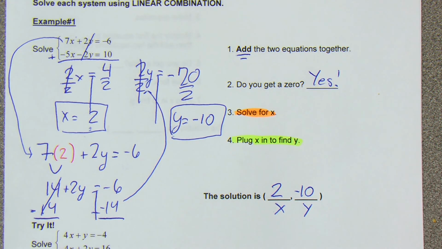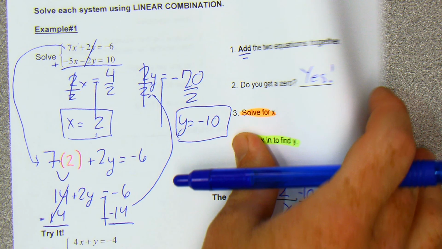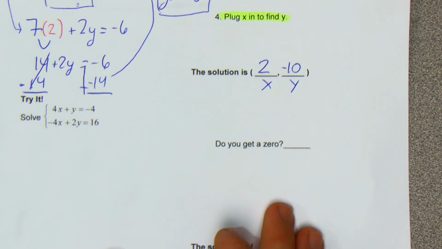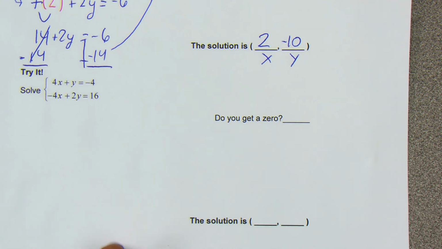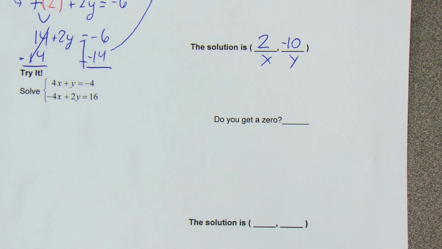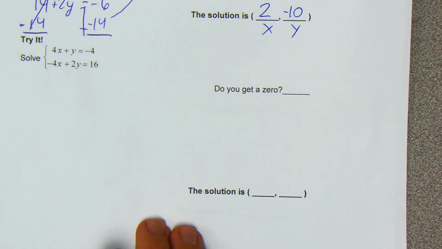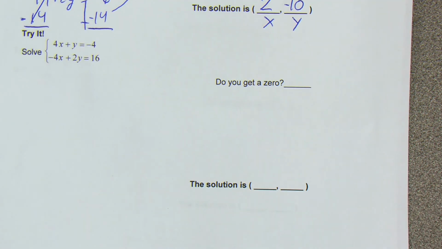Let's take a look at this next example. It is a try it. If you would like to, go ahead and try this one on your own. Take some time, try it on your own, and pause the video. In the next video, I will go over this example. I believe there's an example on the back as well, so we will go over that one in the next video too. Stay tuned for the next video for lesson 6.3.